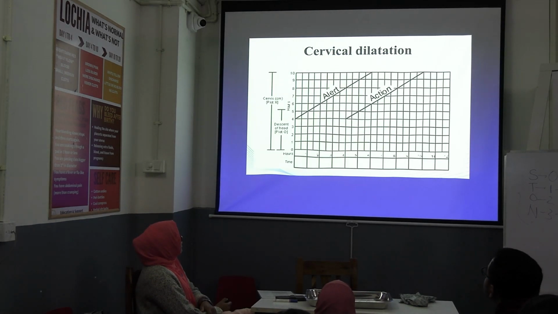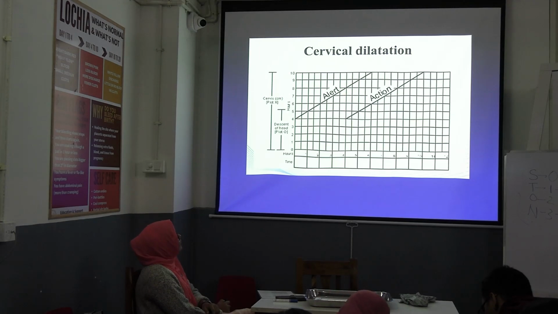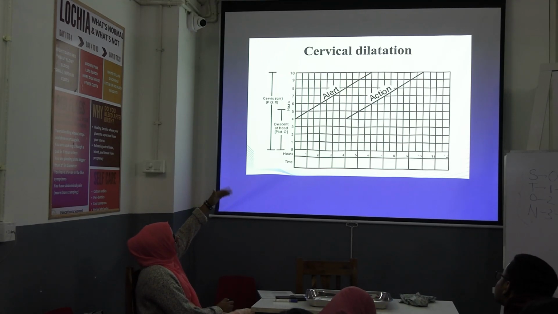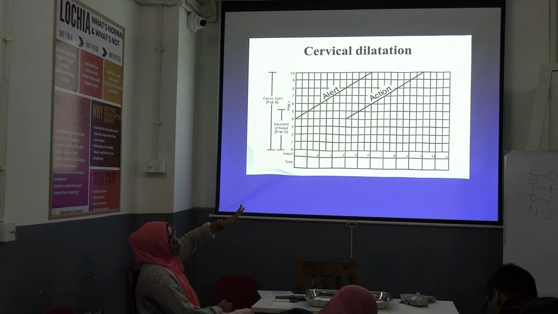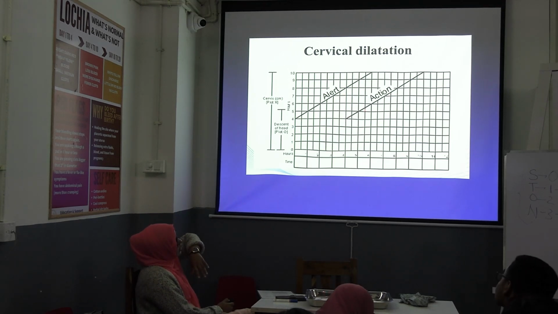This is the alert line and this is the action line. If any patient is undergoing labor smoothly, progress is very good, then she will be on the left side of this line. Okay, if she crosses this line, that means there is some slowing of the progress of labor, and if she crosses this action line, that means you have to take some action, you have to do something.